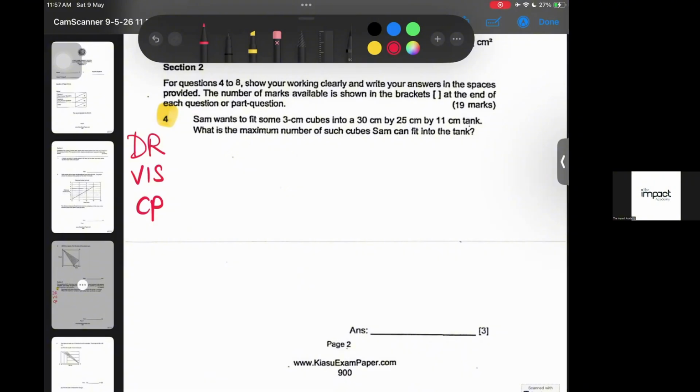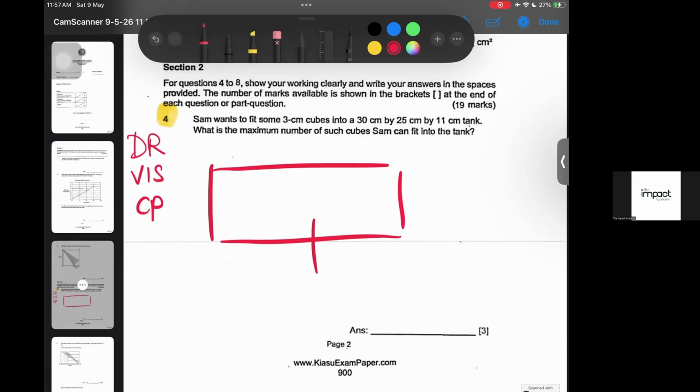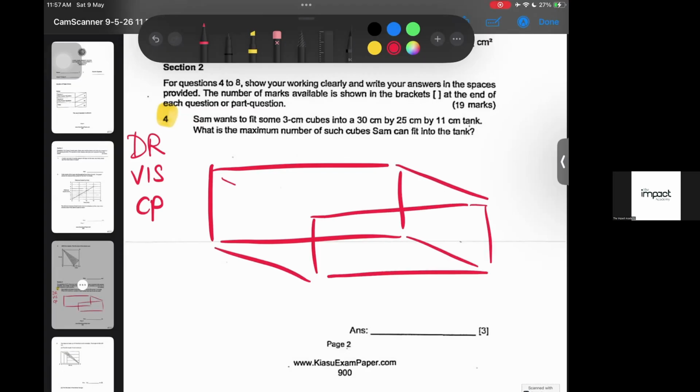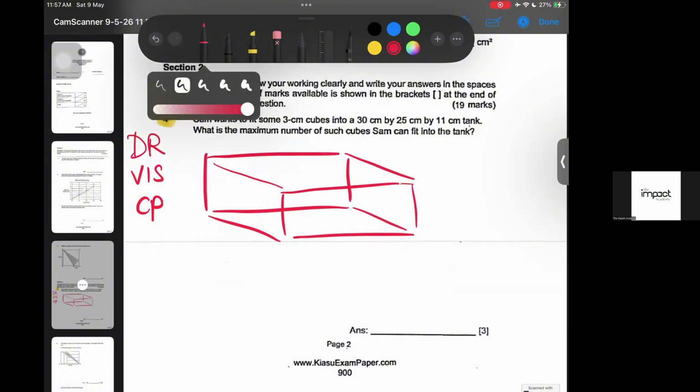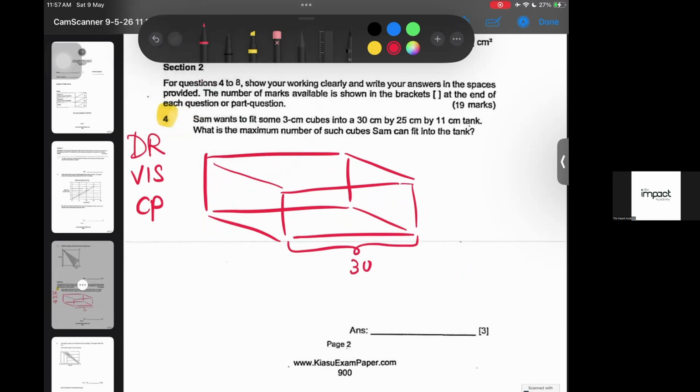First things first, let me help you to understand. There's a tank. This tank is this size. Agree or disagree? So the size of the tank is as such, and the question says this is how much? Can anyone help me? This is 30 by 25 by 11. This is a tank with such a measurement.